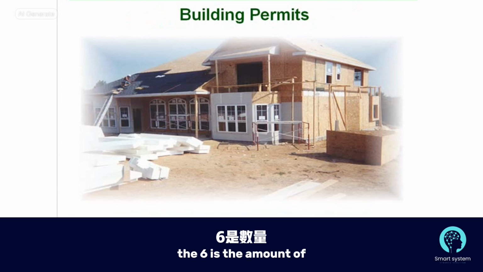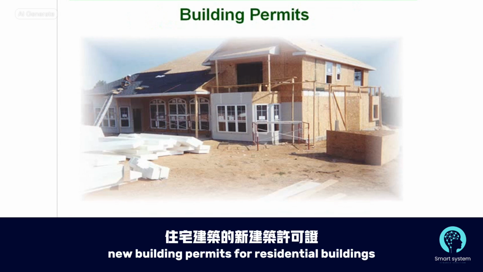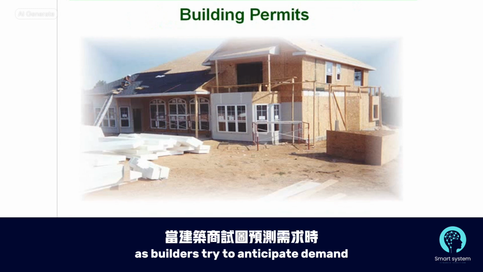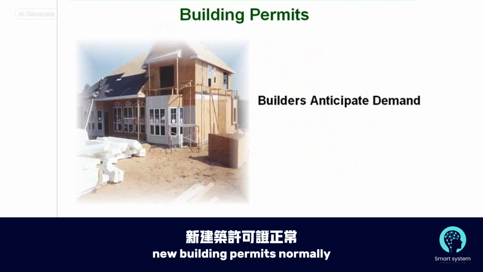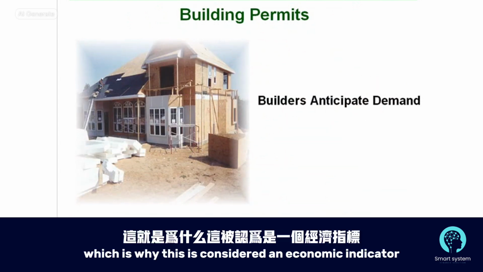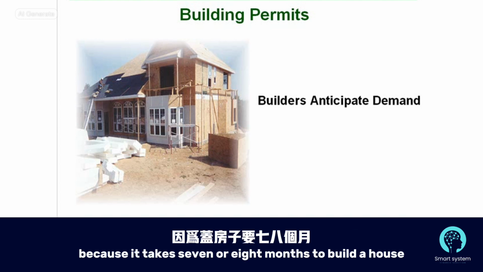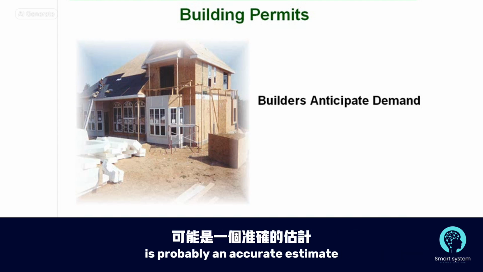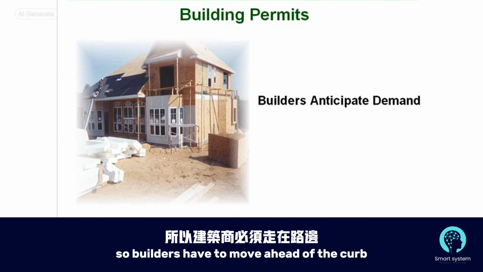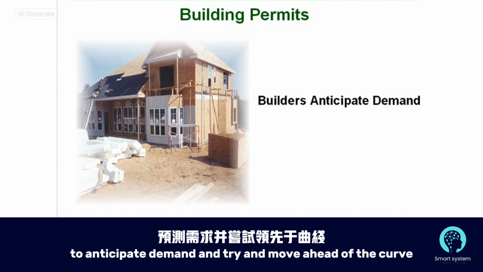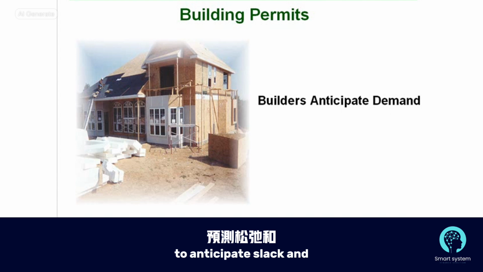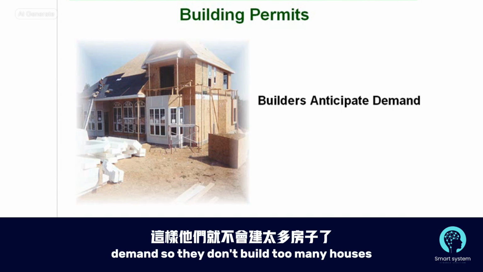The sixth is the amount of new building permits for residential buildings, as builders try to anticipate demand. New building permits normally move higher ahead of demand, which is why this is considered a leading economic indicator, because it takes 7 or 8 months to build a house, is probably an accurate estimate. So builders have to move ahead of the curve to anticipate demand, and to anticipate slack in demand so they don't build too many houses.